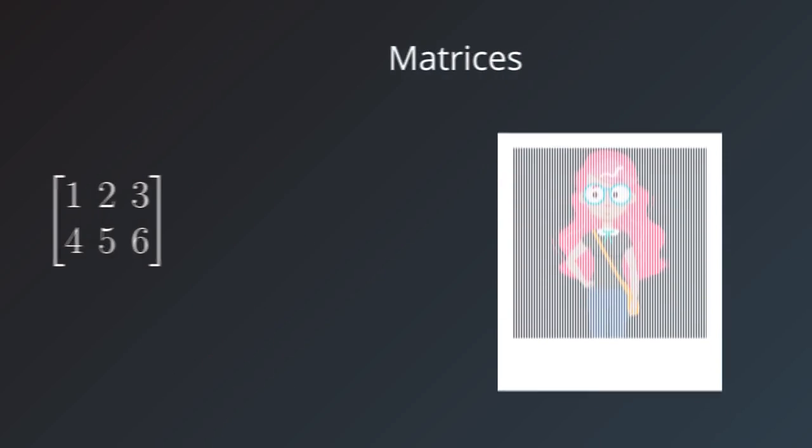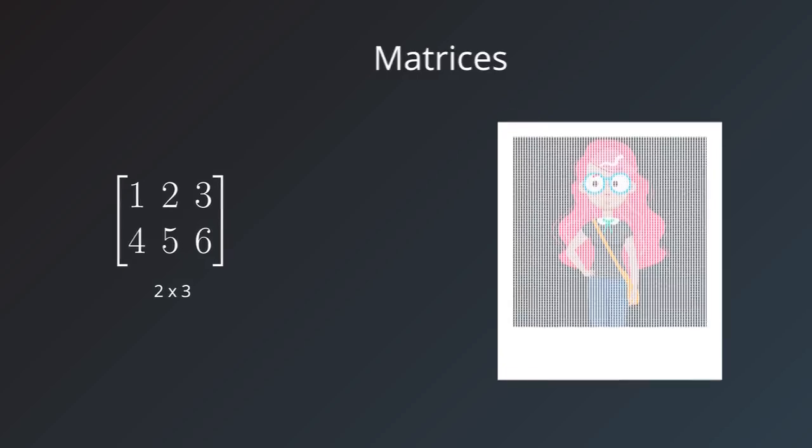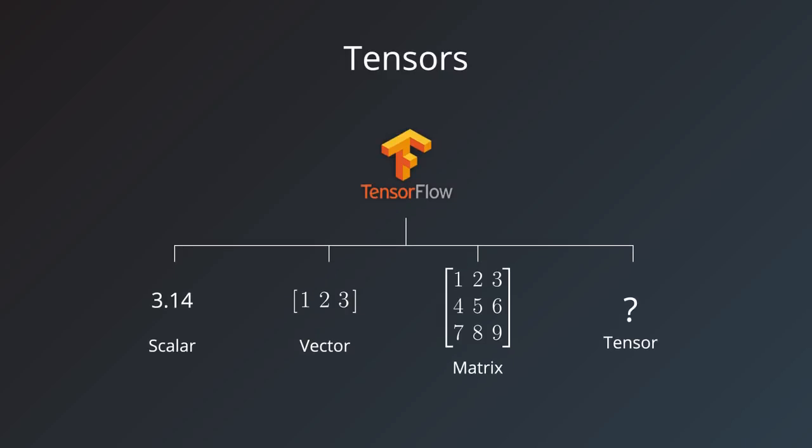Next up, we have matrices. A matrix is a 2-dimensional grid of values. We describe the shape of a matrix in terms of its numbers of rows and columns. So if you had these 2 rows of data, 1, 2, 3, and 4, 5, 6, that's 2 rows and 3 columns. So we'd say it's a 2 by 3 matrix. If you had a single number for each pixel of an image, then you could store those pixel values in a matrix. Finally, there are things called tensors.